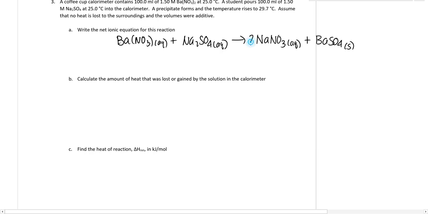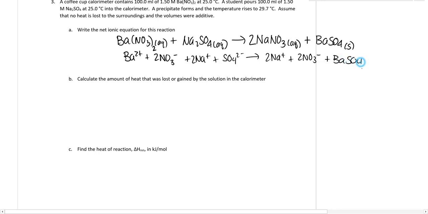I'm going to balance it right here with a 2. And then I'm going to ionize my aqueous things. Whoops, I left a 2 off there. So my aqueous ionic compounds are going to split apart into ions. It is important to understand what is going on here with these complete ionic equations, because you might need to recognize what this would look like in a solution. And then I'm going to notice my spectator ions are sodium and nitrate. They're there in the solution, but they're just not part of the reaction.